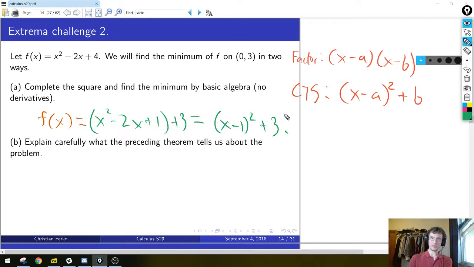Okay, so if you were writing a proof now that you have this factorized form, and you wanted to prove that this guy has a minimum at a particular point, what words would you say to argue for why this guy has a minimum at a particular point?